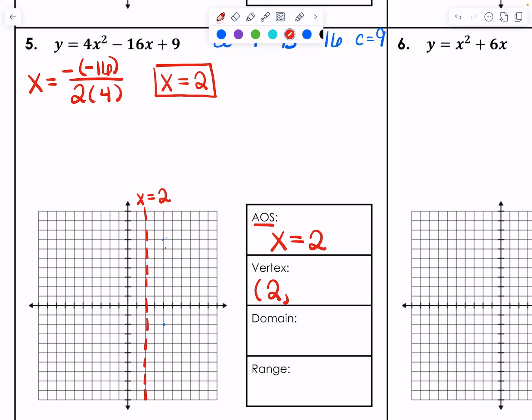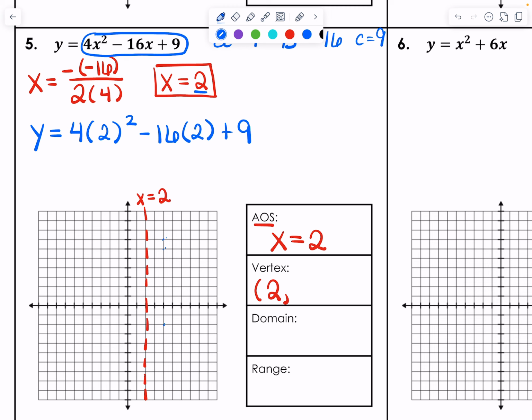Okay, so once we have x, then we need to find the y value of the vertex. All right, so this part here is what we're looking for now. Okay, so let's go ahead then and use our equation. Substitute in x into every x value and solve for y. y equals 4 times x squared minus 16 times x plus 9. Remember, our x is now 2.